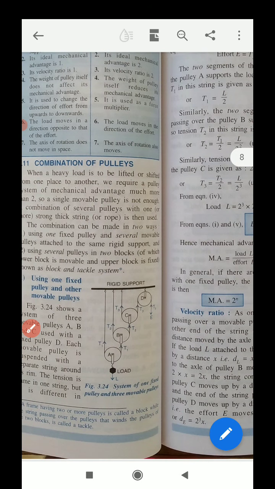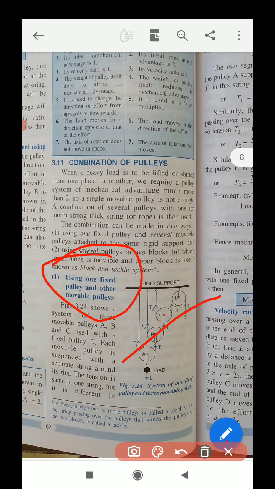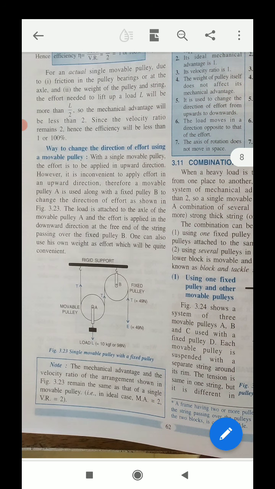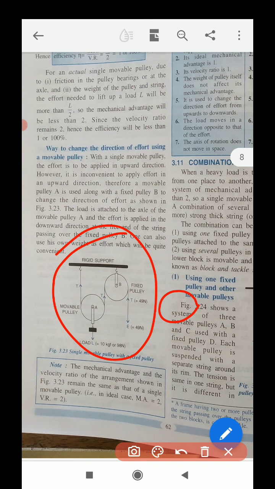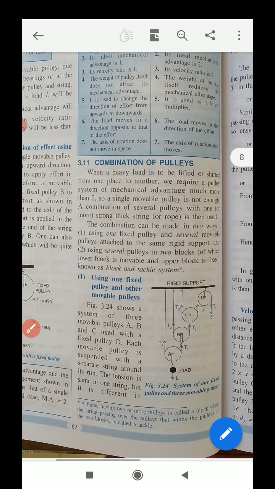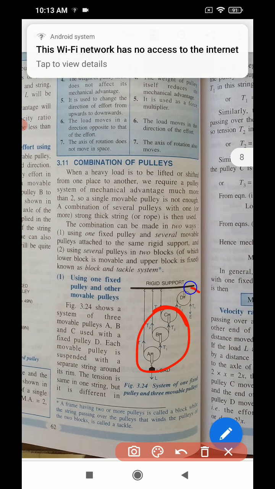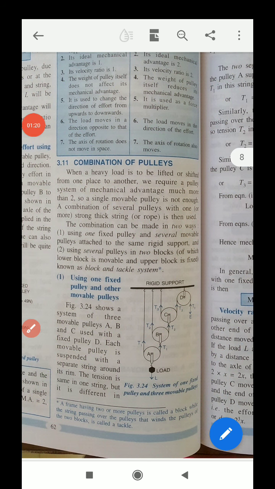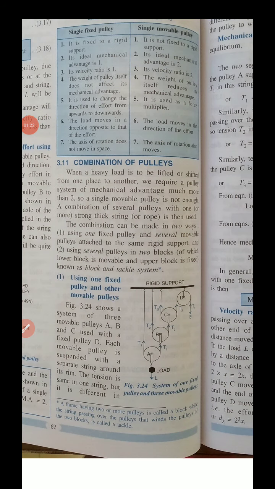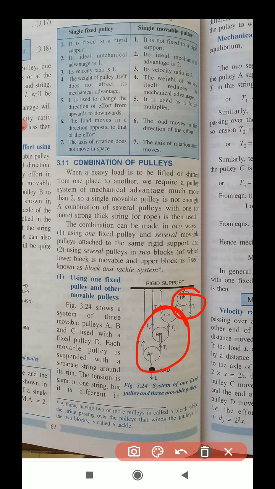First we learn the first type of combination, which is one single fixed pulley and others movable. I also explained this in the improvement portion of my lecture. With one movable pulley we made an improvement: it changes the direction of effort and gives us a mechanical advantage. Here is a similar condition, but with three movable pulleys and one single fixed pulley. As usual we will calculate the velocity ratio, mechanical advantage, and efficiency.